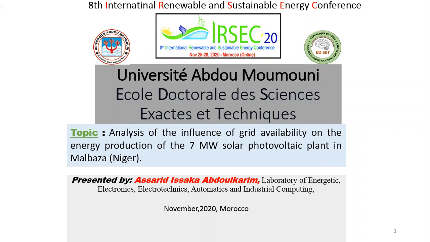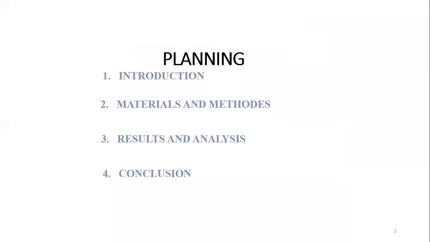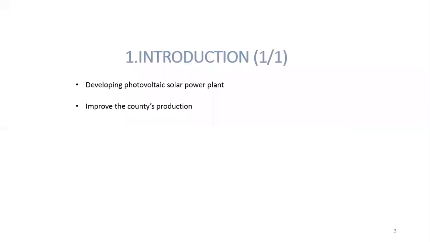I'm going to present to you our topic, which is the analysis of the influence of grid availability on the energy production of the solar power plant in Malbaza, Niger. First, I'm going to present to you our plan. Number one, the introduction. Number two, materials and methods. Number three, results and analysis. And number four, the conclusion.